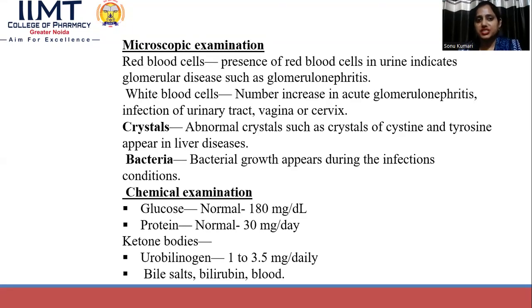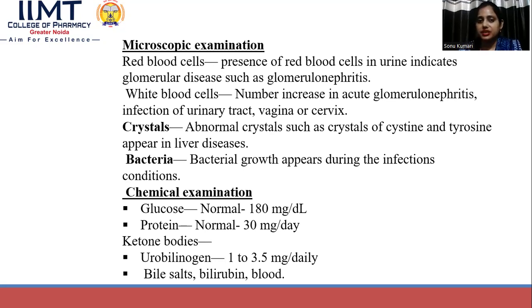Microscopic examination: red blood cells. The presence of red blood cells in urine indicates glomerular disease such as glomerulonephritis. White blood cell numbers increase in acute glomerulonephritis, and infection of the urinary tract, vagina, or cervix. Crystals: abnormal crystals such as crystals of cysteine and tyrosine appear in liver diseases. Bacteria appear during infection.